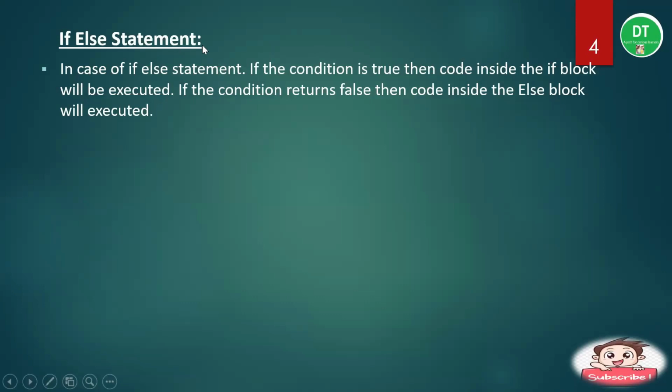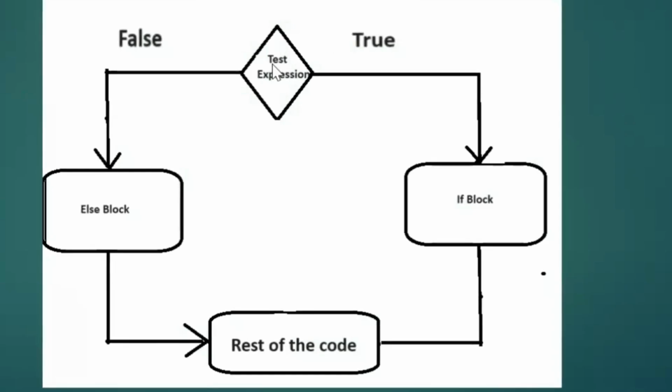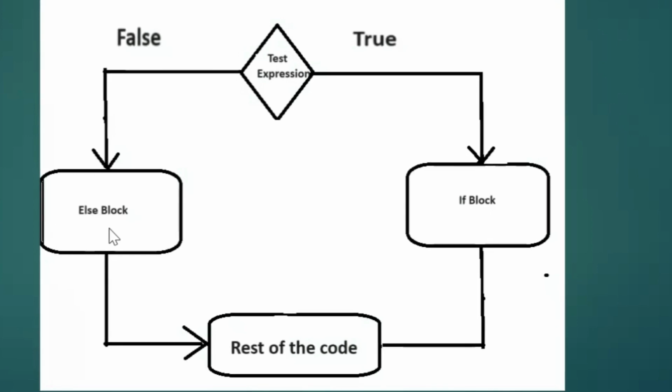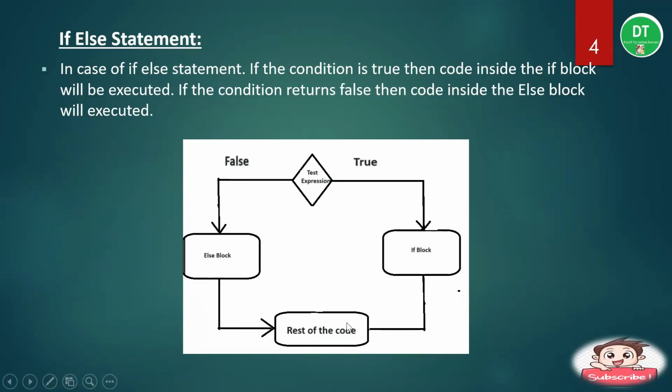If else statement. In case of if else statement, if the condition is true, then the code inside the if block will be executed. If the condition returns false, then the code inside the else block will be executed. In the figure, you can see that first the condition is checked and if it returns true, then the compiler will go into the if block and the if block code will be executed. Suppose the condition returns false, then it will go into the else block and the code present inside the else block will be executed. And after that, it will come to the rest of the code. Similarly here, after the if block, it will come to the rest of the code.